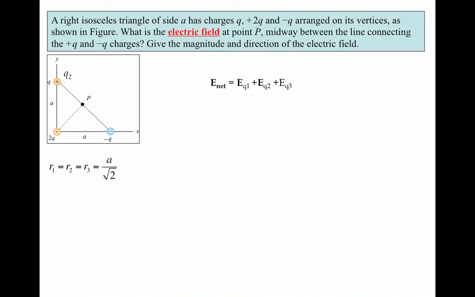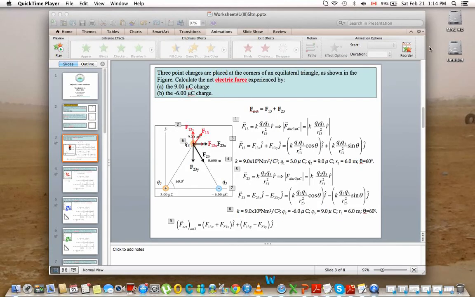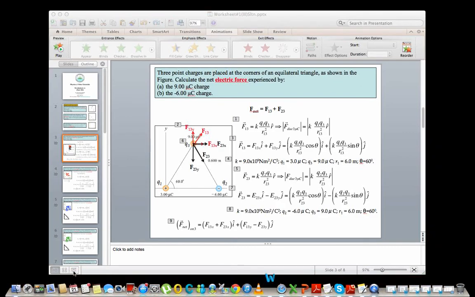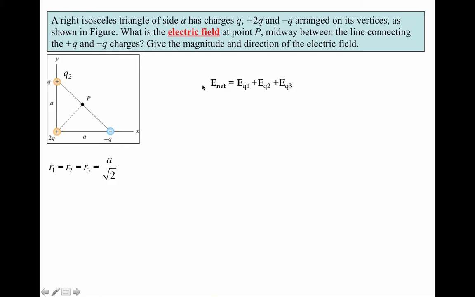Second problem, which is a little bit longer, and we need to work out a few things. Here, let me just put this away. And again, what you have to do, he wants you to find the electric field at point P.